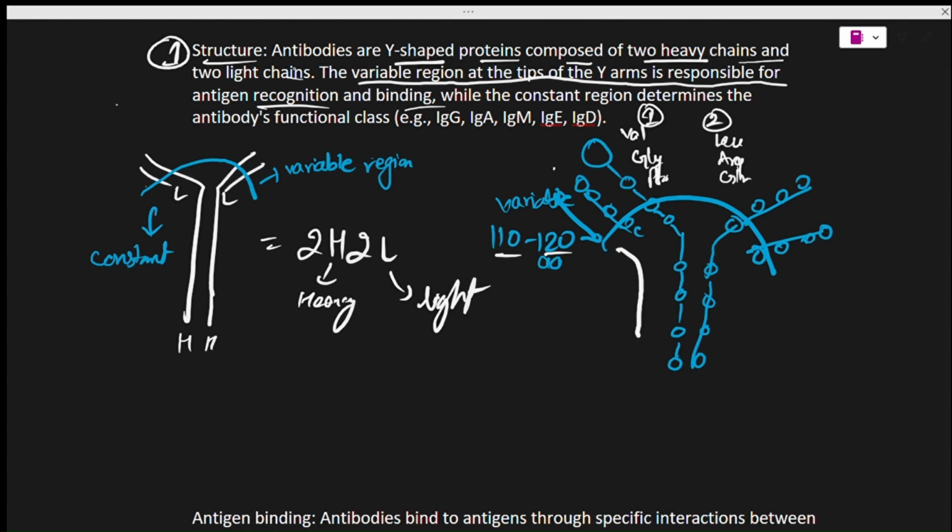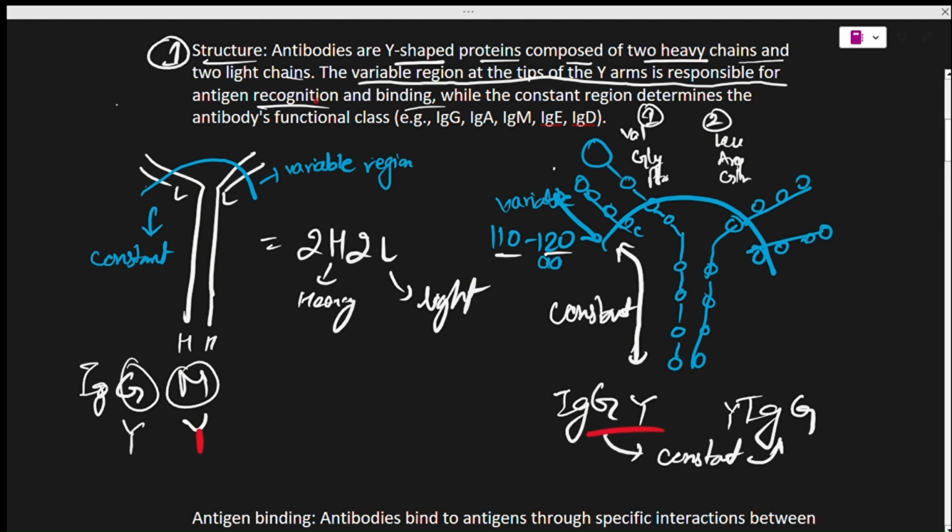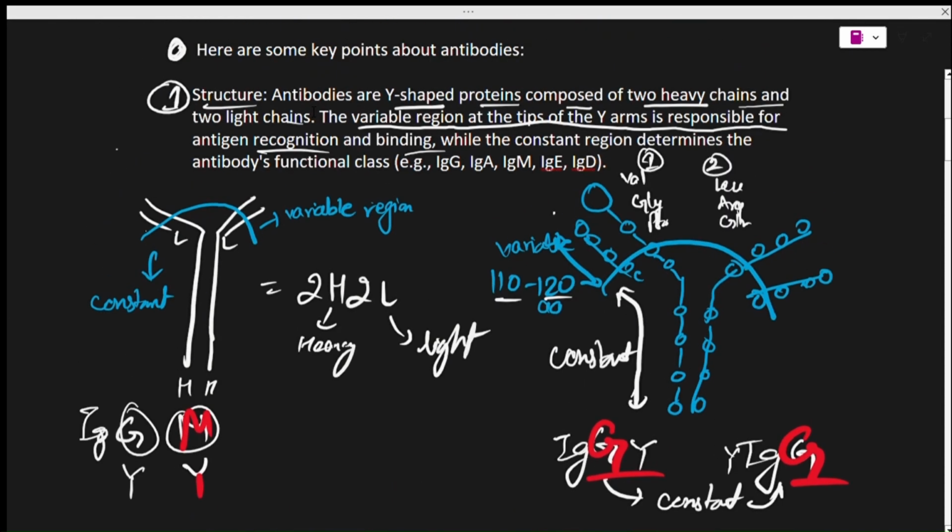This from here to here is our constant region. Now let us say we have two antibodies, both of IgG type. This is also an antibody, this is also an antibody. Their constant region will be the same. But if you talk about IgG and IgM, their constant region will be a little different. But at least they are the same for the same antibody class. If we take any two kinds of IgG antibodies, their constant region is going to be the same, but not in others. I think this line is clear.